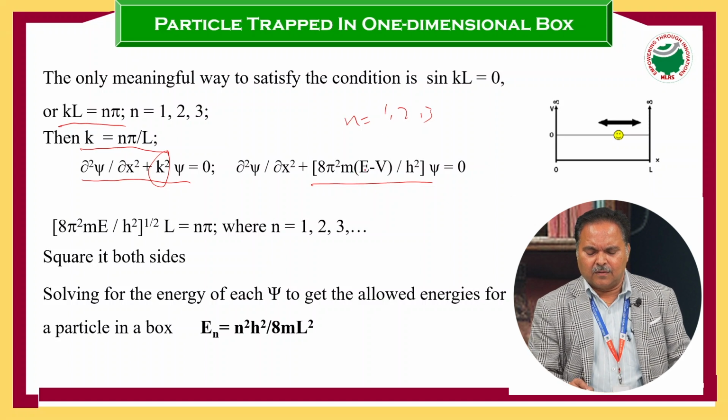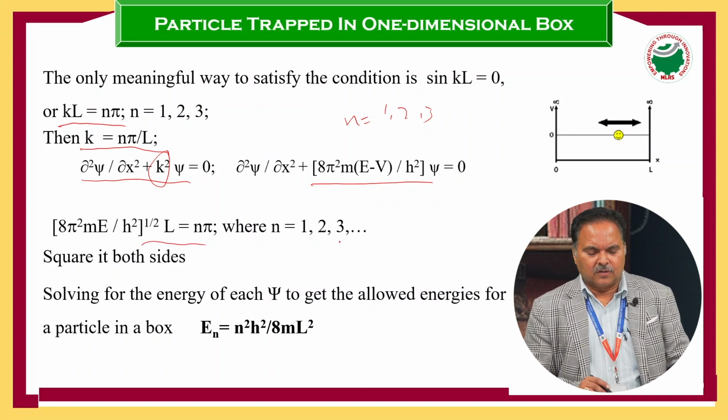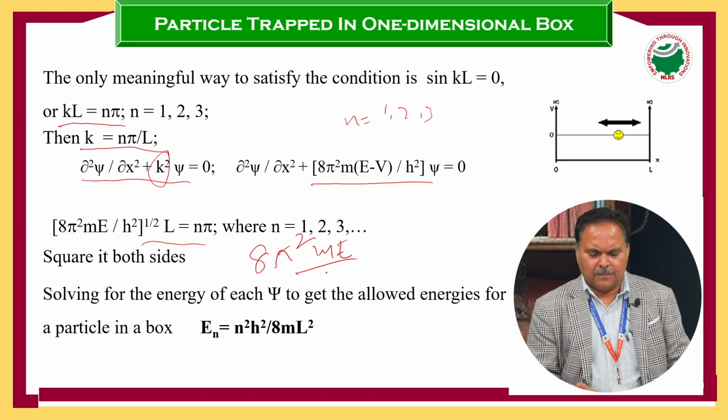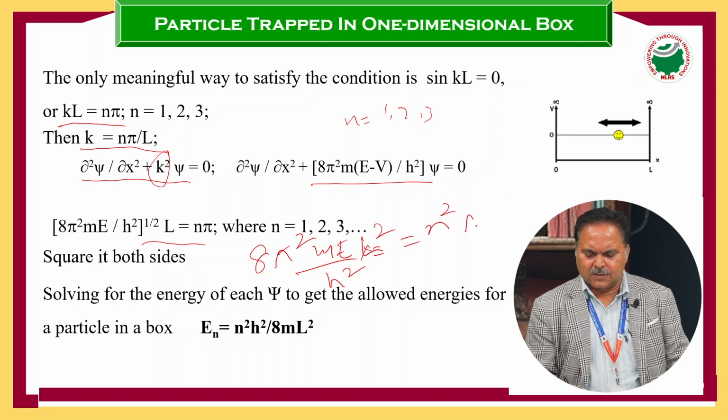Then this value becomes the square root of the total, because it is the k square value: 8 pi square m E by h square, whole to the power of 1 by 2, into L equals n pi, where n equals 1, 2, 3. Here we have to square both sides, so 8 pi square m E by h square into L square equals n square pi square.